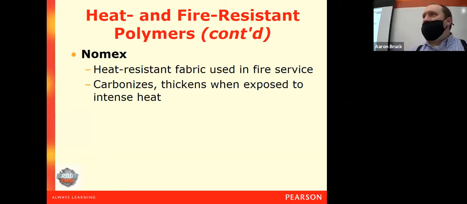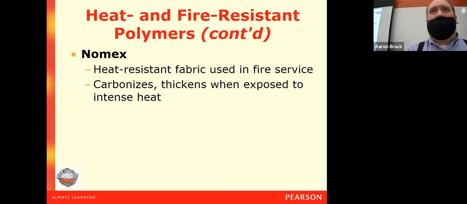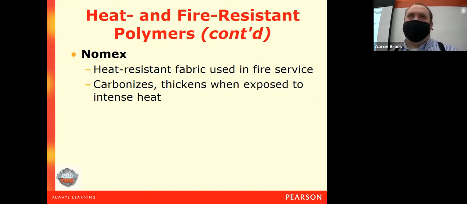But it's got a derivative of Nomex in it so that if something went bad, the likelihood that they would catch on fire as their car is catching on fire is considerably lower. And the way it works is upon intense heat, the Nomex actually will transform and carbonize and thicken and provide an insulating barrier between the person and the fire, which protects them from the fire.